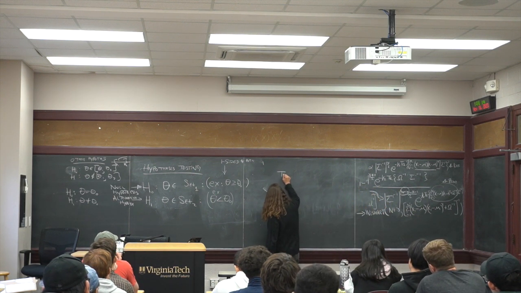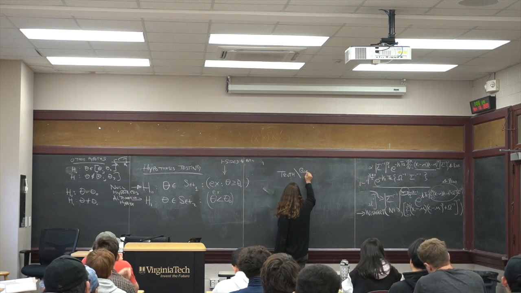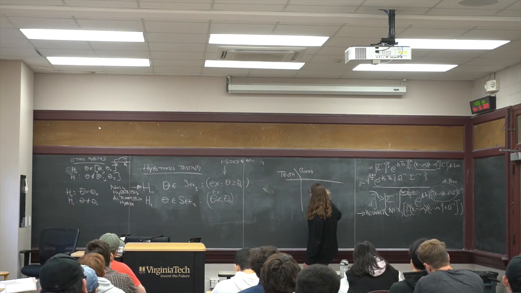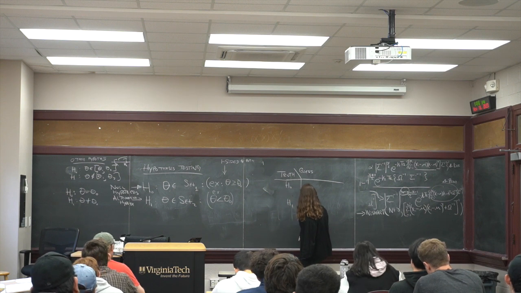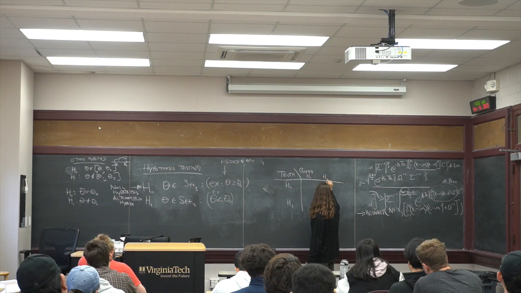So there's the truth. And then there's our guess at the truth. So what we believe the truth is. So the truth could either be H naught or the alternative. And I could guess either H naught or I could guess the alternative.